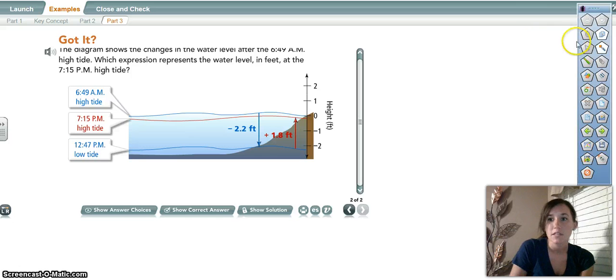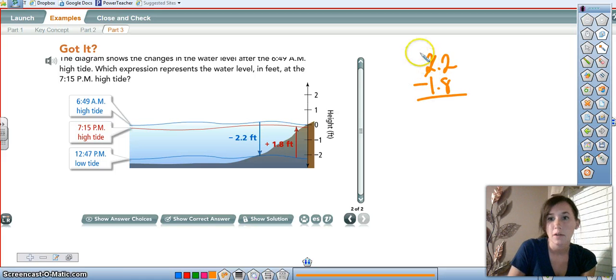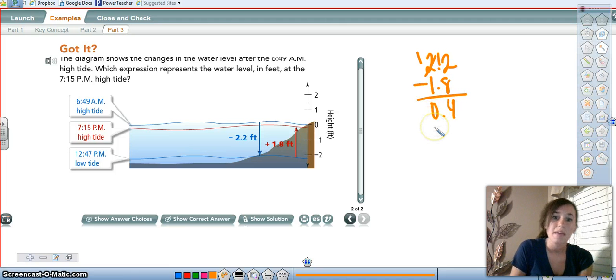Again, we have different signs, so we need to find the difference of these two values, the bigger number minus the smaller. And we keep the sign of the bigger value, which would be the negative. And this is in feet. So this would indicate that at the end of the day, we end a little below 0, which is true.